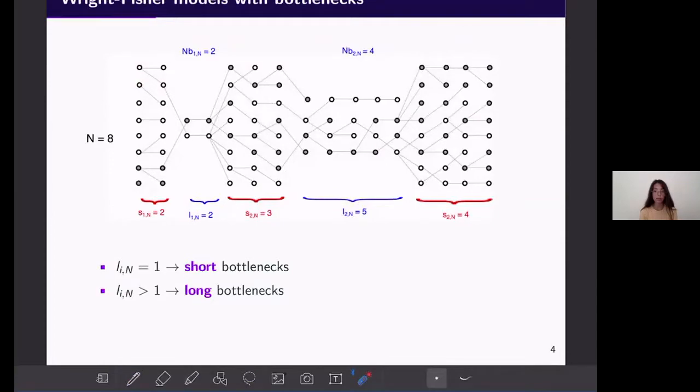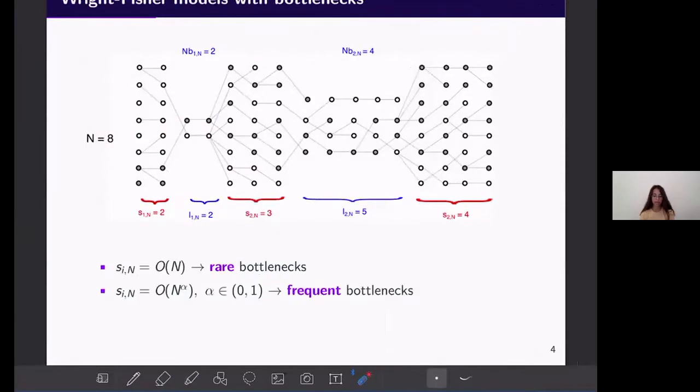We say that the bottlenecks are short if they last for one generation and long otherwise. We say that the bottlenecks are drastic if they are so strong that even in the limit when n tends to infinity, the population size inside the bottleneck is not infinite. And we say that they are soft if when we make n tend to infinity, the population size inside the bottlenecks also tends to infinity even if it is smaller. We say that the bottlenecks are rare if they happen in a time scale of order n and frequent if they happen in a smaller time scale.